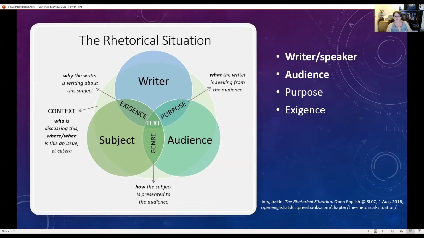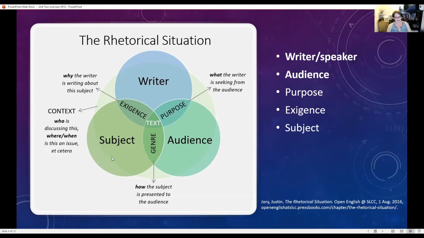Then there's this fancy word called exigence, and over here you see that in the overlap between the subject and the writer. The exigence you have to think of in terms of why the writer is writing about a subject. So when we write or when we speak, we are motivated by something. There is something in us that we want to get out, right? That we want to express to other people so that we can convey this whole new meaning making and construction of knowledge. So there's the exigence, the motivation of why you were writing in the first place.